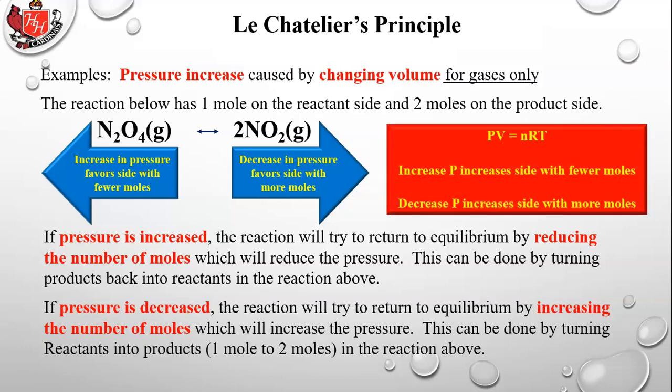So PV equals nRT. Increased P increases the side with fewer moles. Decreasing P increases the side with more moles. That's what the reaction will do to counteract the change in pressure.